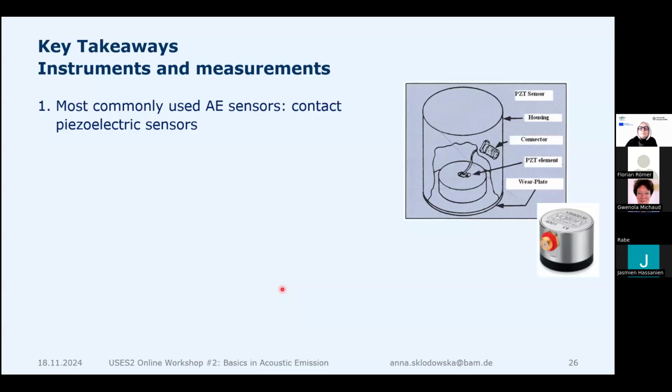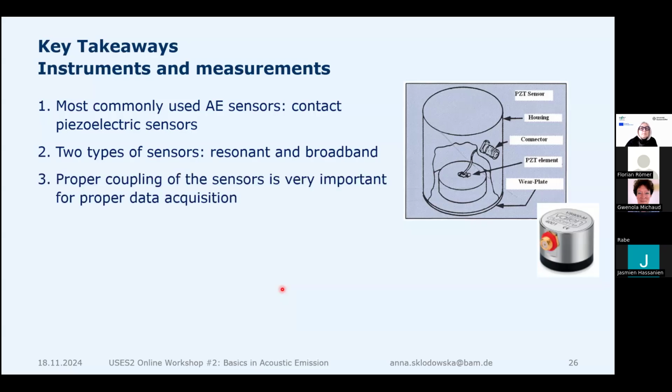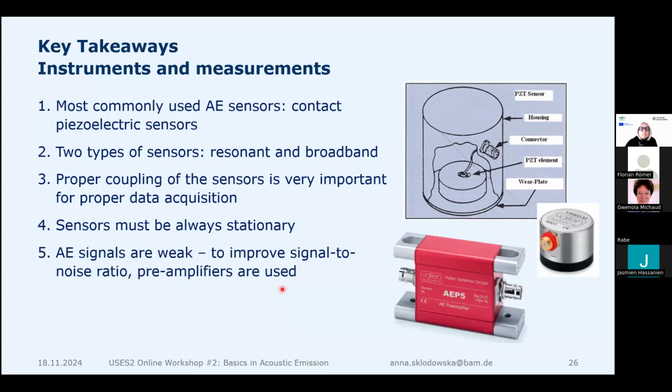So to sum up, the commonly used acoustic emission sensors are the contact piezoelectric sensors. We have two different types of sensors: resonant and broadband. The proper coupling of the sensor is very important for proper data acquisition, and the sensor must always be stationary. The other thing: since acoustic emission signals are weak, to improve the signal-to-noise ratio we use preamplifiers, and the data conversion from analog to digital is done by the data acquisition system.